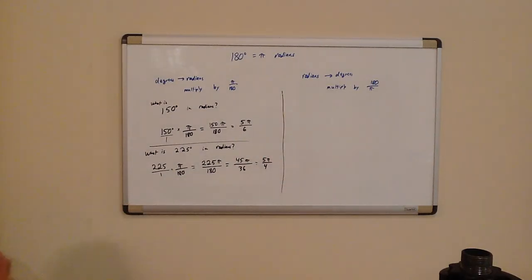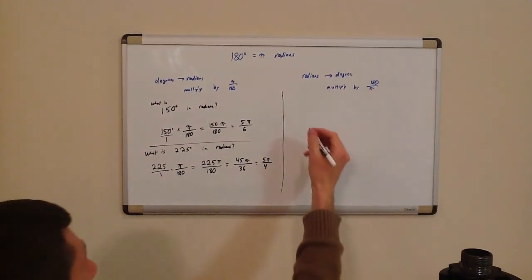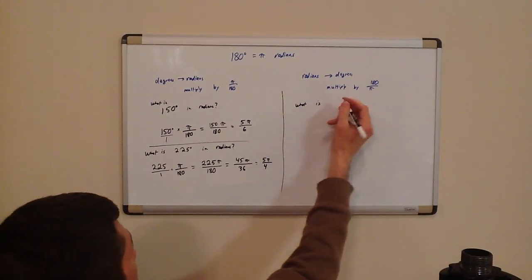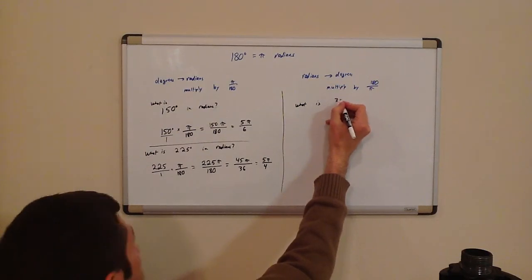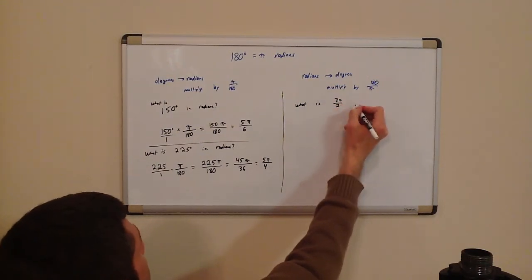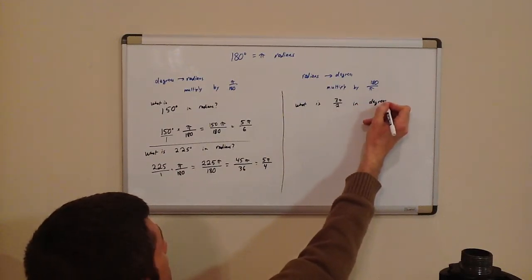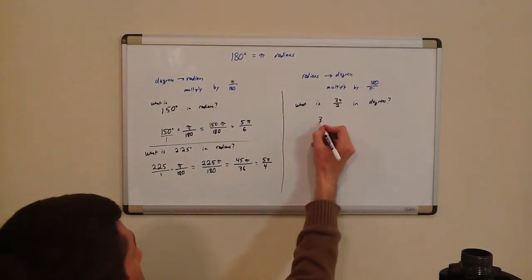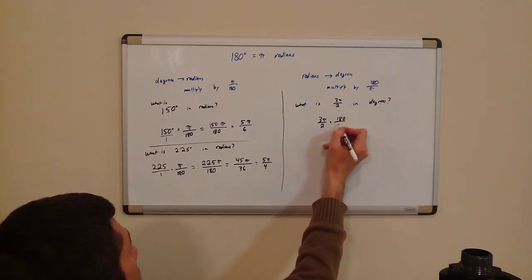Alright, let's do a few that are not like that. Let's do a few where you go from radians to degrees. We're going to multiply by 180 over pi. So let's start with something like this. It'll say, what is 3 pi over 2 in degrees? Okay, well, let's multiply by 180 over pi. So 3 pi over 2 times 180 over pi.